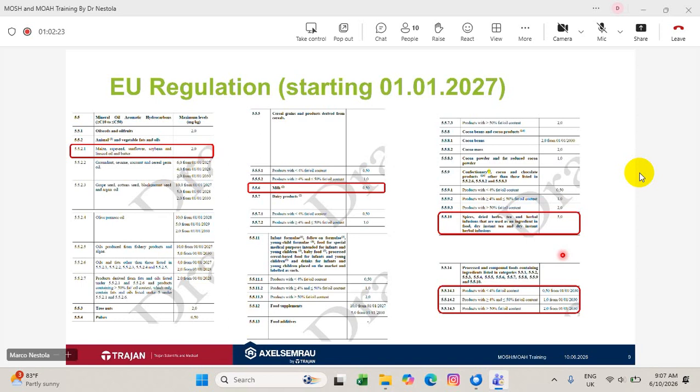A new question: does this mean powder milk or fresh milk? No, in this specific category here, this is fresh milk.